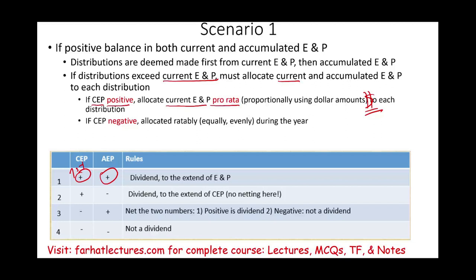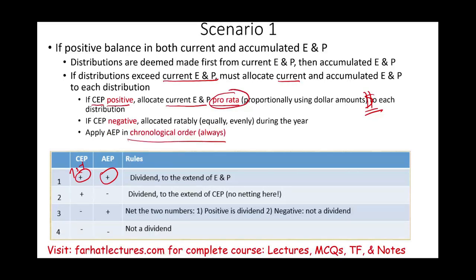If CEP is negative, what you have to do is assume that we generated this negative, this loss, equally throughout the year. Therefore, we allocate negative CEP evenly. We allocate positive CEP proportionally, pro rata. Don't worry, we're going to work examples. We always allocate AEP chronologically.